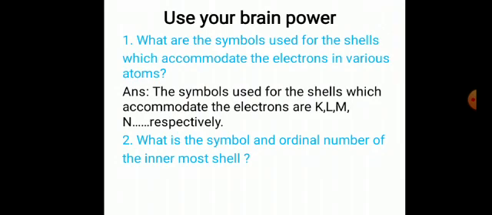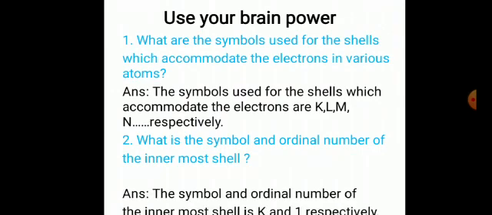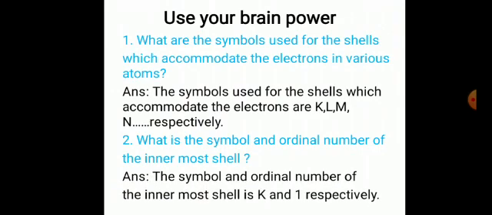What is the symbol and ordinal number of the innermost shell? Innermost shell is K shell, so it has ordinal number 1. Next shell is L, so 2 is the ordinal number for L shell. 3 is the ordinal number for M shell, and 4 is the ordinal number of N shell. So the innermost shell is K shell and it has ordinal number 1.